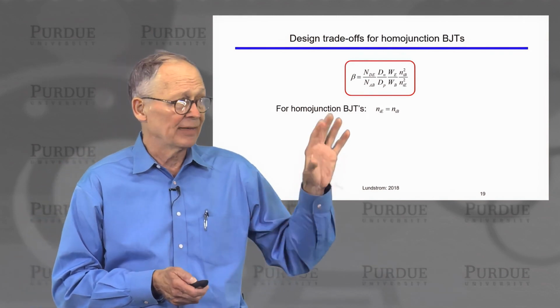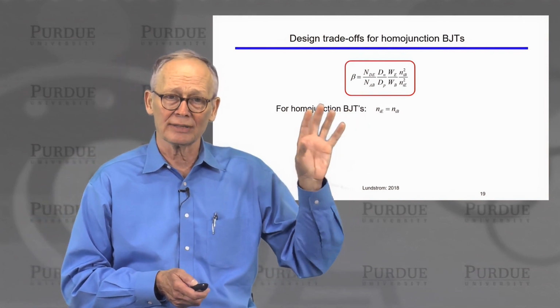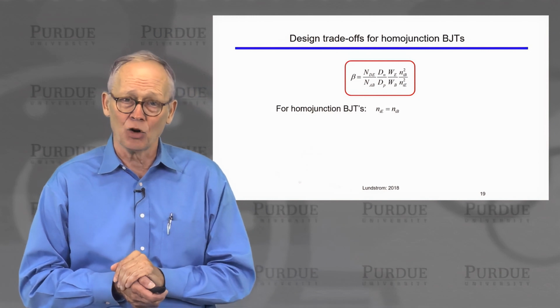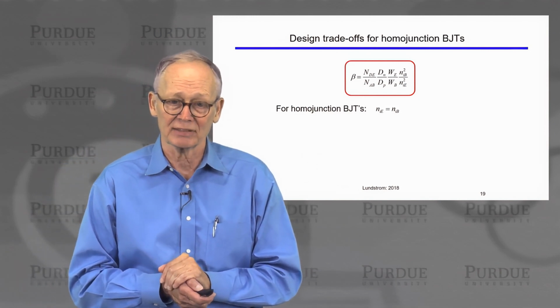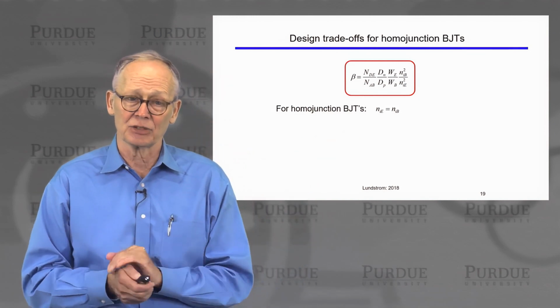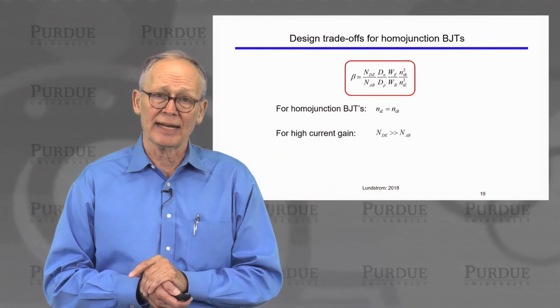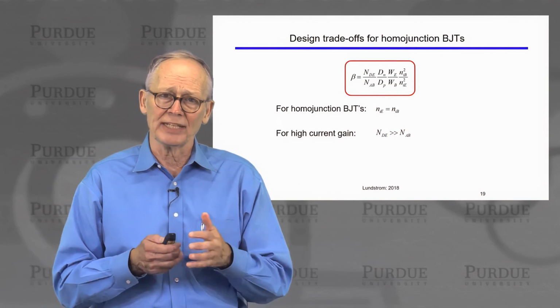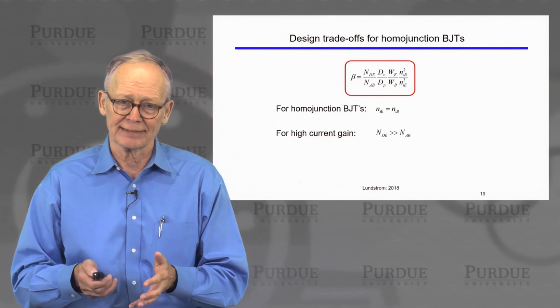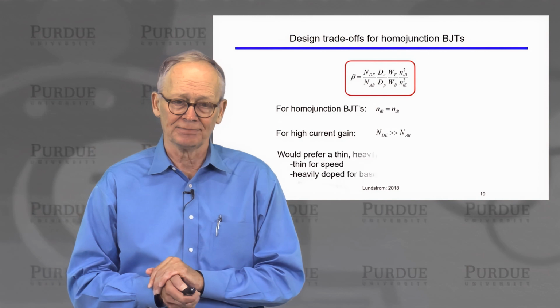If we have a material made out of all the same semiconductor, we would call that a homojunction bipolar junction transistor. Then the n_i's are the same and that term drops out. So you can see that the only way that we can get high current gain is really to dope the emitter much more heavily than the base. That will give us high current gain.